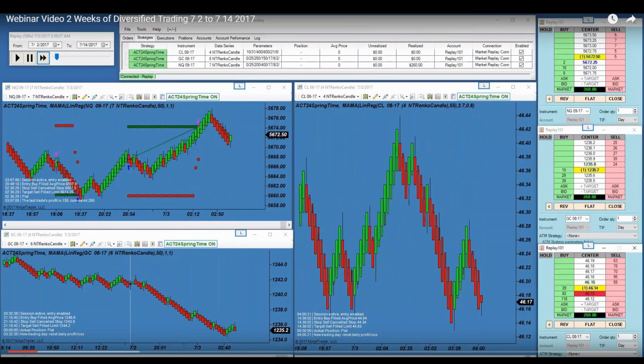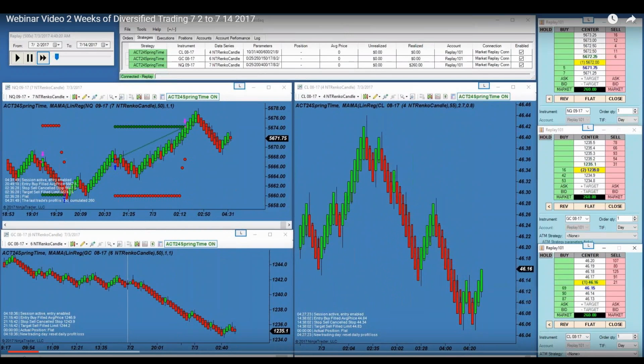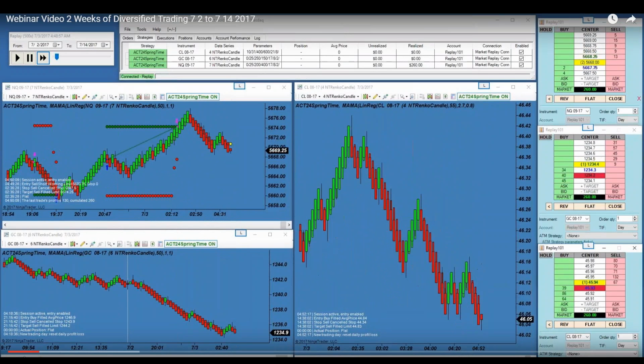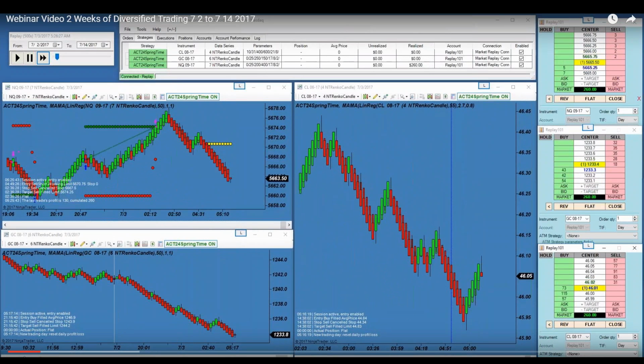We're going to use the second week, and you're going to see the whole second week, and then at the end of the second week, we're going to see the performance report of the first week and the second week together and combined.